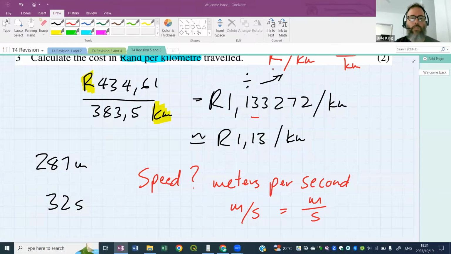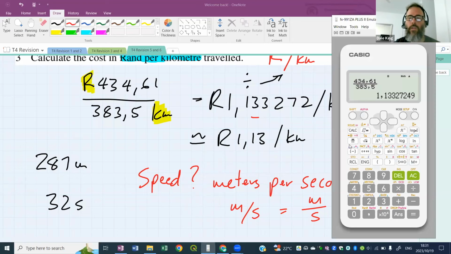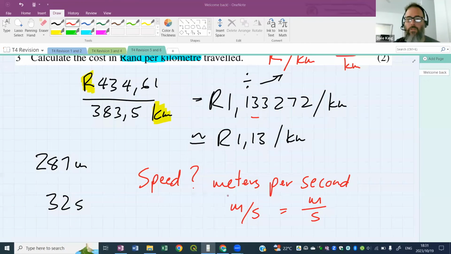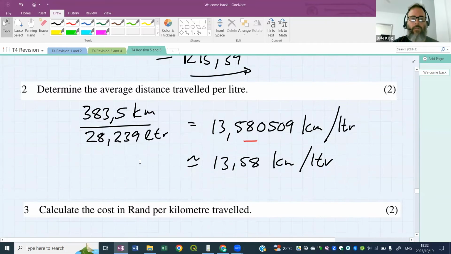All right. Yes, you just put it in. So for example, for this one here, we can say 287 over 32, and that'll give us 8.96875 meters per second. All right, so the units they give you actually are a hint on what goes on top and what goes at the bottom. Okay, all right, let's move on.